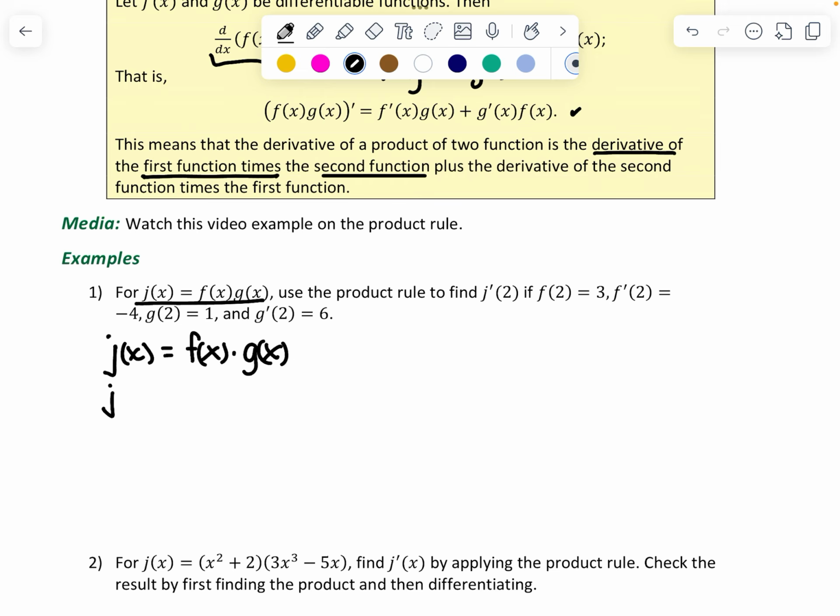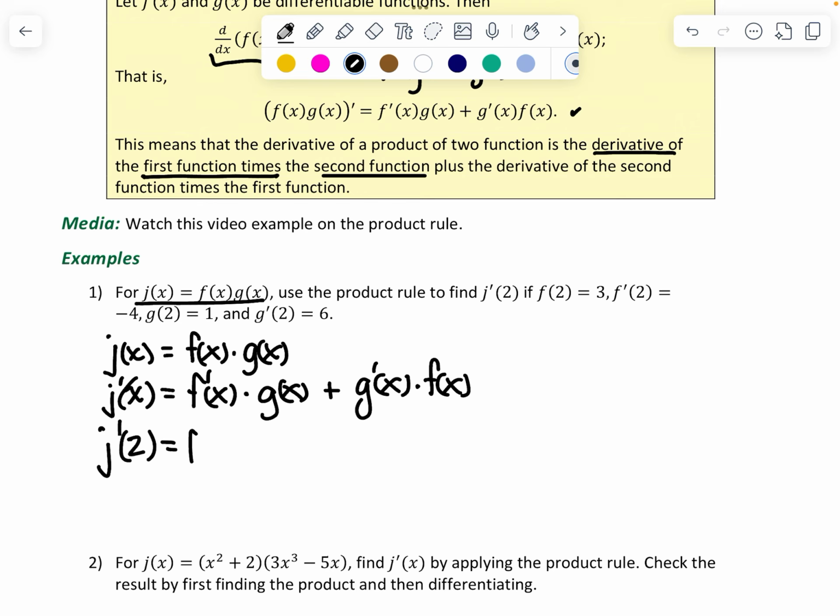So I always, as a student, wrote it down. If I wanted j prime of x, it's equal to f prime of x times g of x plus g prime of x times f of x. Okay? And you want to find j prime of 2. J prime of 2 is equal to, I'm going to write it out, f prime of 2 times g of 2. Everywhere you saw x, for j prime of 2, the derivative at 2, you're going to replace x with 2.